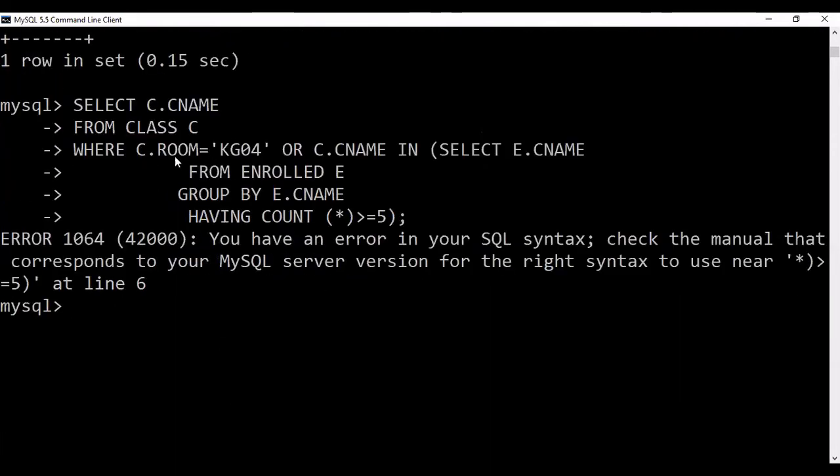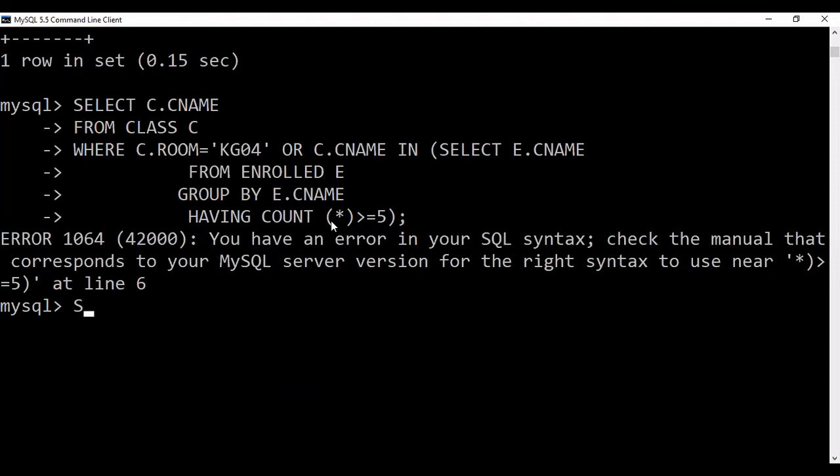Select CNAME. Where is the mistake? You can see here: KG4 or C.CNAME in select E.CNAME from enrolled group by E.CNAME having count. Some error is there. After the count's star bracket, there is a space. A silly mistake like that will give you an error, so don't give a space after count. Now I'm changing this query. I'm simply writing, see the board.